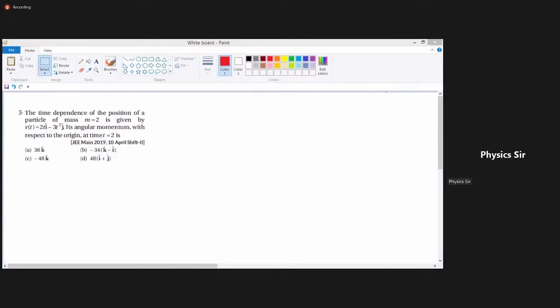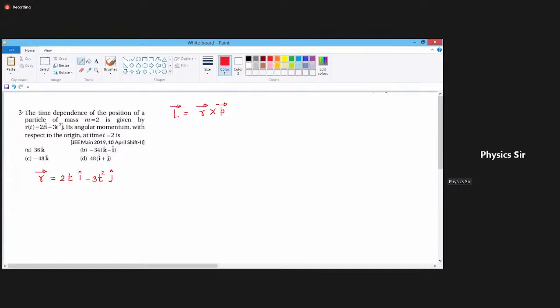So you can see they have given the position of a particle. What is the position of the particle? The position of the particle is the vector r, which is 2t i cap minus 3t square j cap. Now they're asking its angular momentum. As we all know, what is the angular momentum? The angular momentum is nothing but vector r cross vector p. This is the angular momentum.